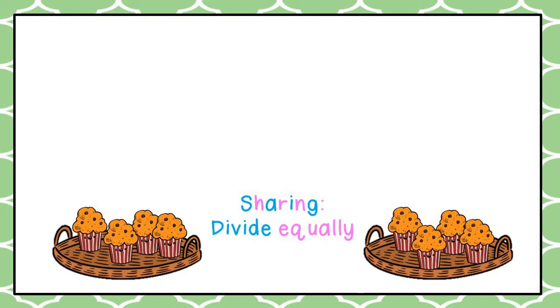I've divided them equally. In the first tray I have 4 muffins, and in the second tray I also have 4 muffins. That means that I divided them equally. I divided 8 muffins into 2 groups of 4.